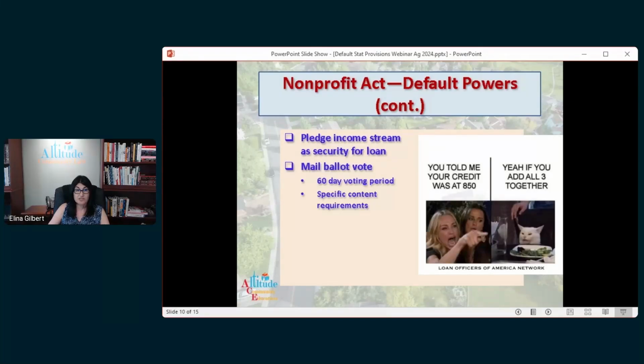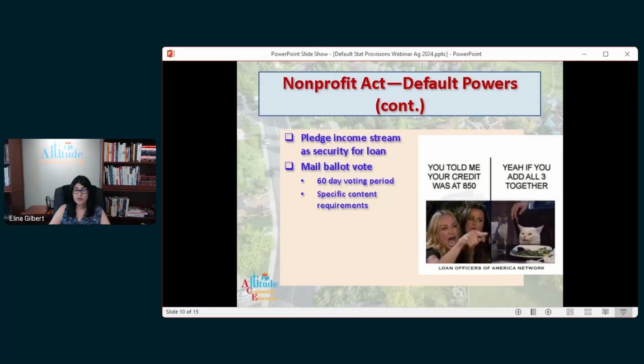So the benefit of using the mail ballot is that if we're doing it, for example, to amend the documents, we have a voting period of about 60 days during which we can knock on doors, we can call, we can email, reminding people to submit their ballots. And that works really well when you have a really high owner approval requirement.